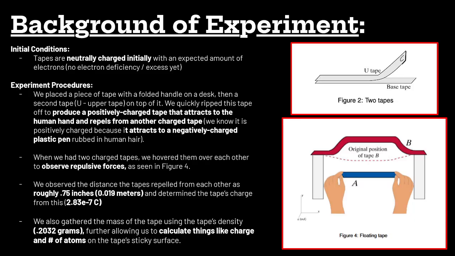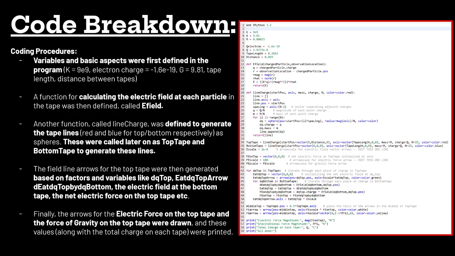Background of the experiment, just like lab 1, we have initially neutrally charged tapes, and we put a piece of tape on top of a desk, another one on top of it. We ripped it off, and this is how we produced our two charged tapes that we would hover over each other to observe repulsive forces.